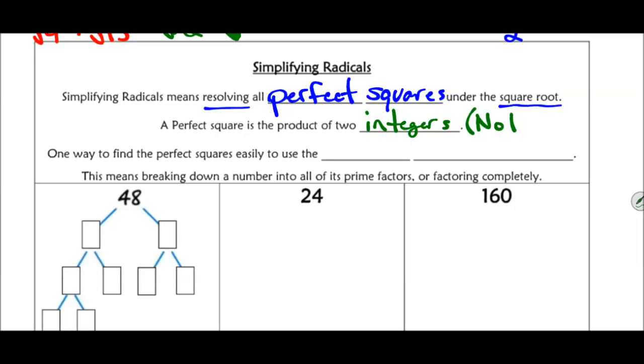And basically, that means they're not decimals. They can be positive or negative. They can be 0. They just can't be any decimal. And one way to find these perfect squares really easily is to use the prime factorization.